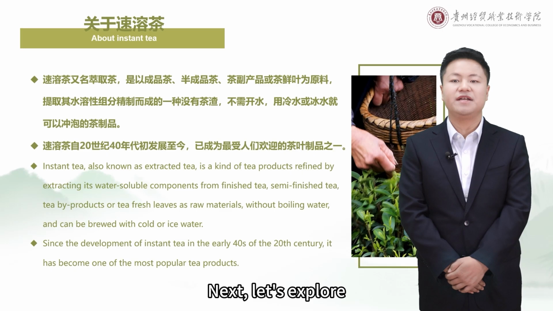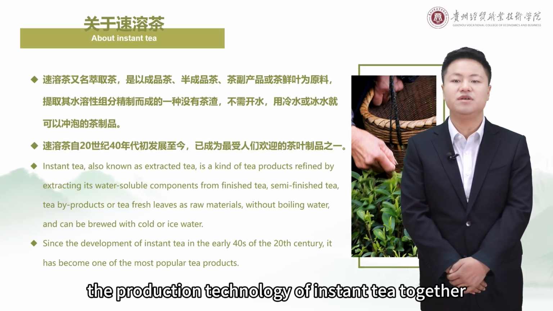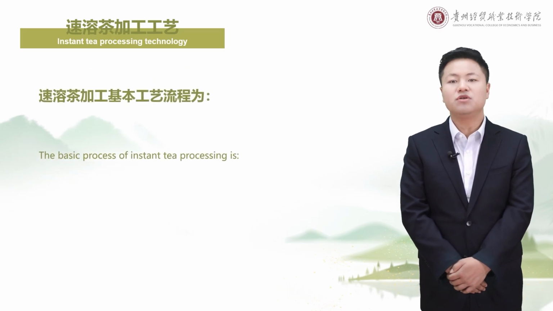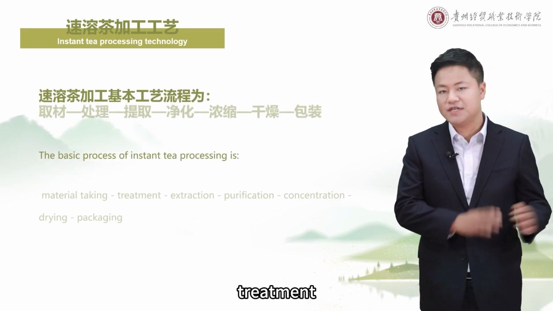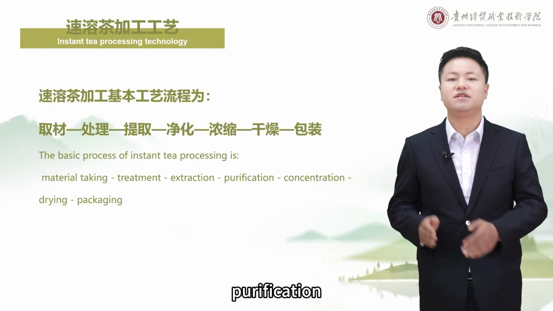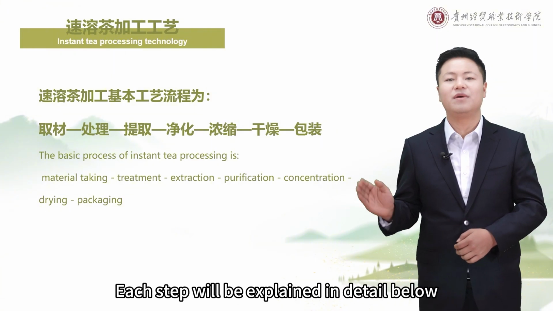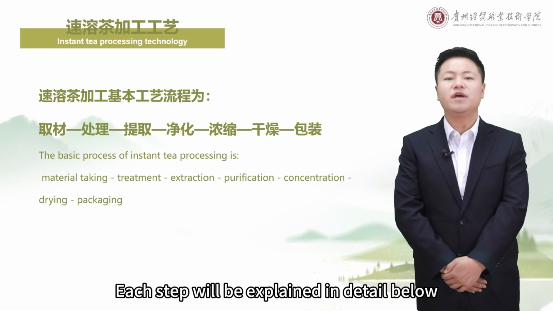Next, let's explore the production technology of instant tea together. The basic processing steps for instant tea are material selection, treatment, extraction, purification, concentration, drying, packaging. Each step will be explained in detail below.